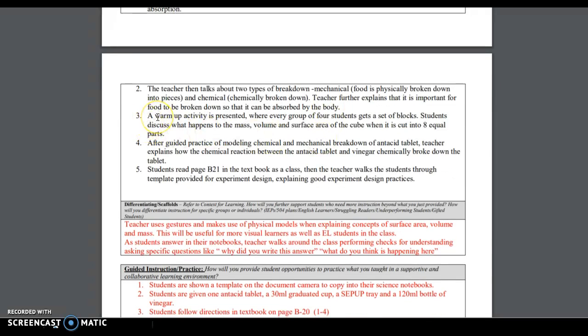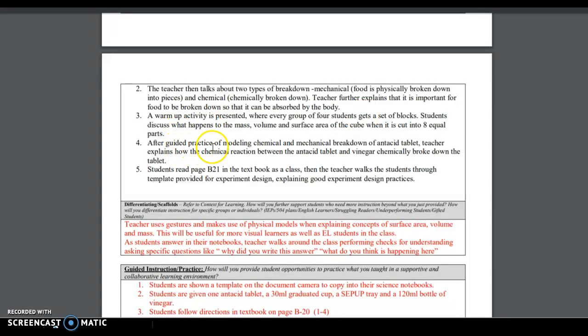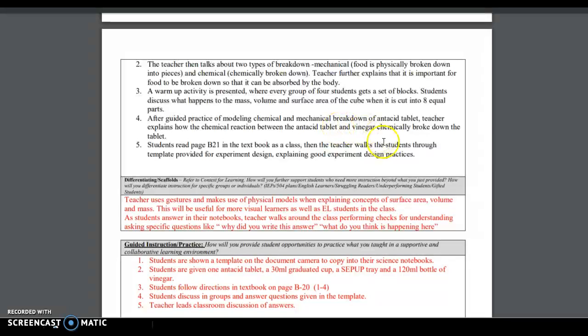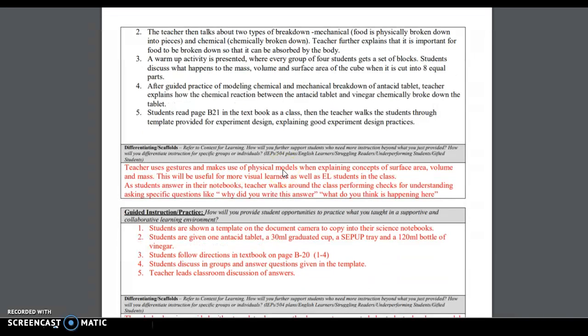Then there's a warm-up activity, and kids work in groups of 4 students. After that, there's guided practice of modeling chemical and mechanical breakdown, and students write their answers in the table. And then the students read page B21 in the textbook as a class. And the teacher walks the students through templates provided for experiment design. So she's showing them how to use the template.